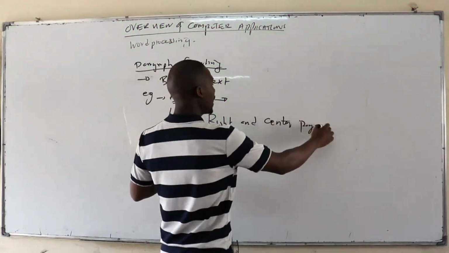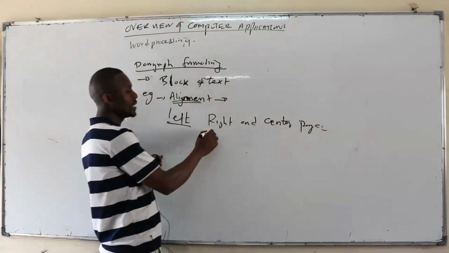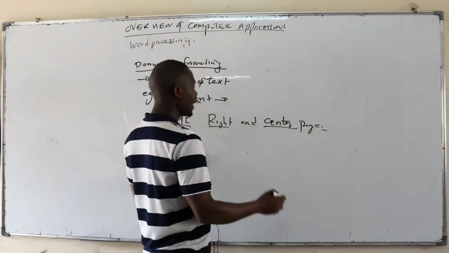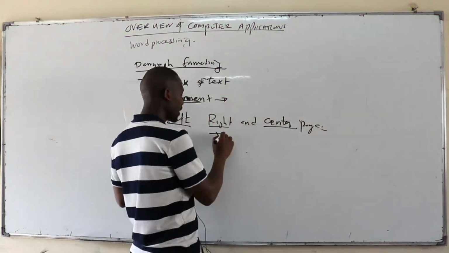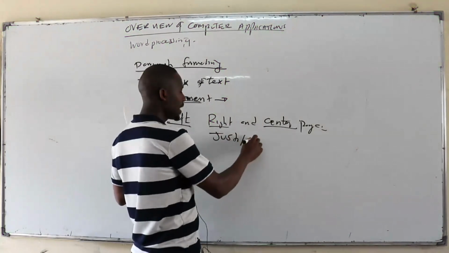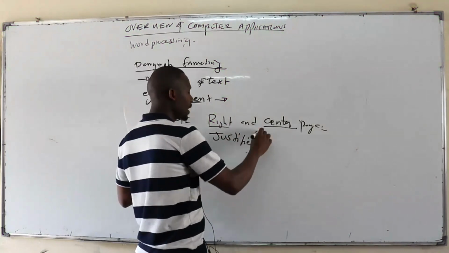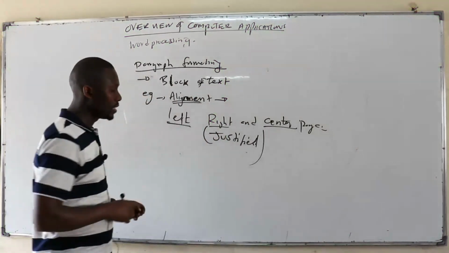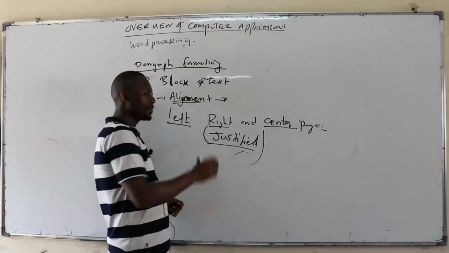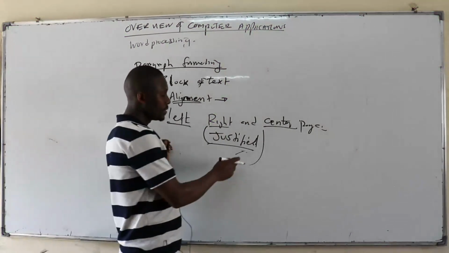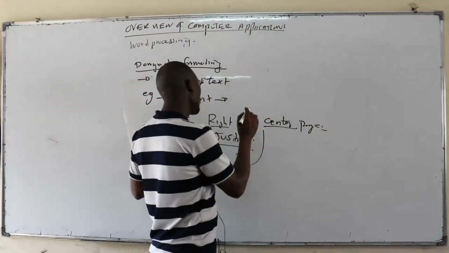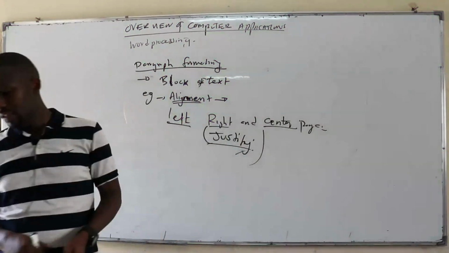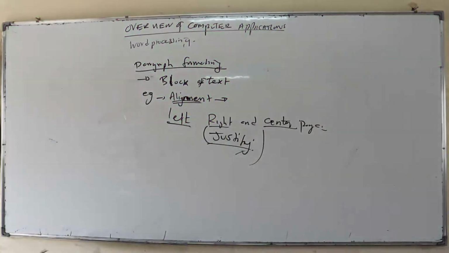So there are three alignments. We have right alignment, left, center. Oh, there's another one we call justified alignment. Maybe you can either align your text to the right, to the left, to the center, or you can justify your work. So those are the four alignments we have. The first paragraph formatting feature is alignment.